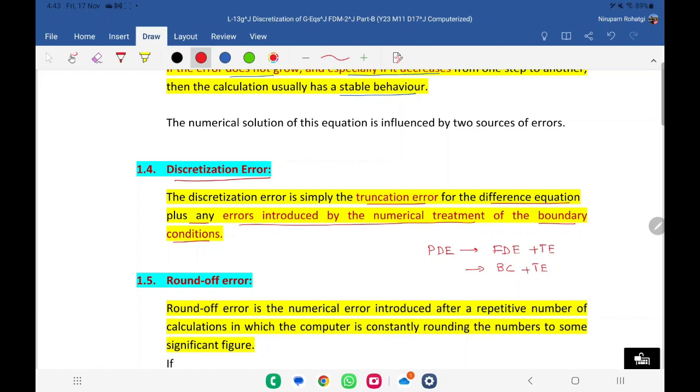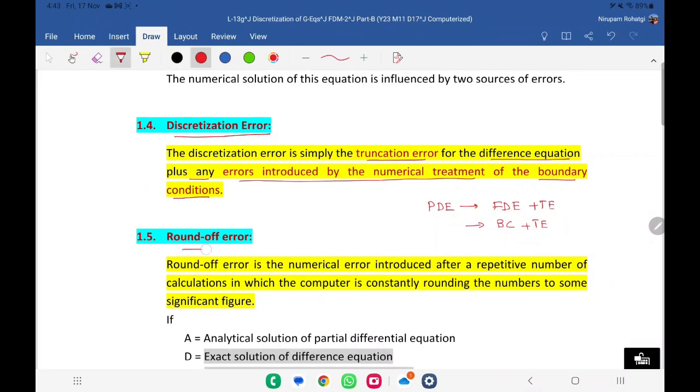Okay? Then there is a round off error. Another error which is coming now. Round off error is the numerical error introduced after a repeated number of calculations in which the computer is constantly rounding the numbers to some significant figure. That is a round off. Because your computers are finite computers, they are limited. You cannot go to the infinite decimal, and forget about infinite decimal, you cannot go beyond 10, 15 or something like that.